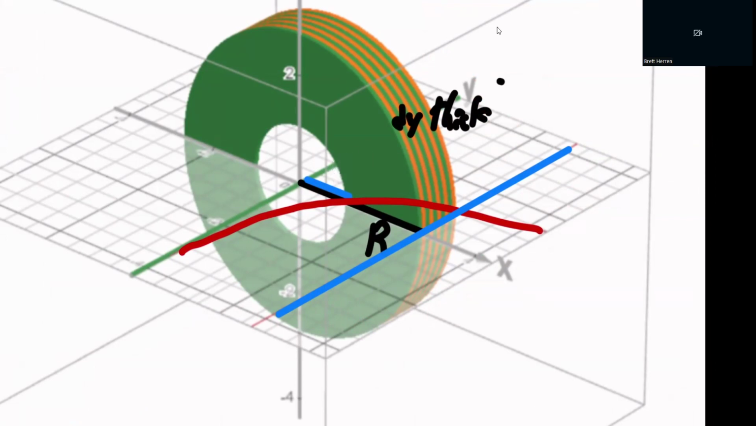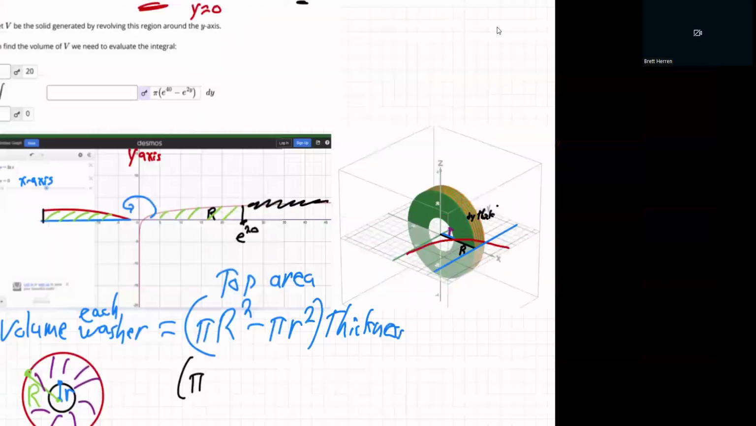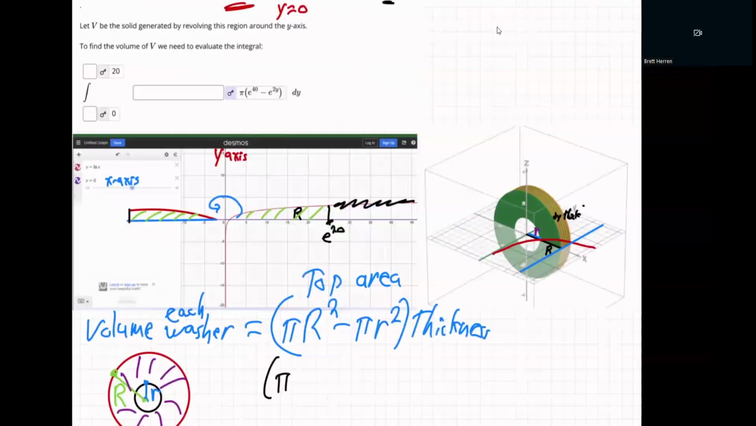Oops, so good. Now I see what I'm doing. Okay. Little r. So little r and big R, don't we? We have the inner radius of the washer and the outer radius of the washer. The outer radius of the washer goes all the way to that straight line, and the inner radius just hits the red curve. So can you picture that? So that's what's happening here.